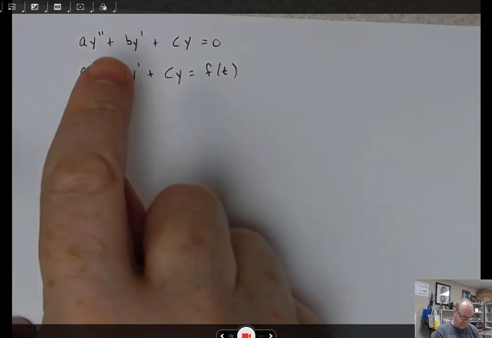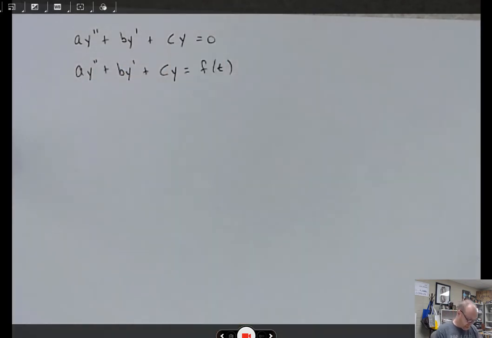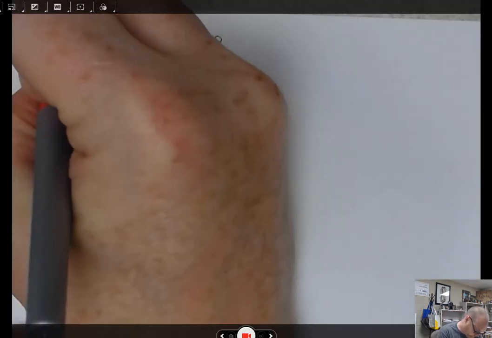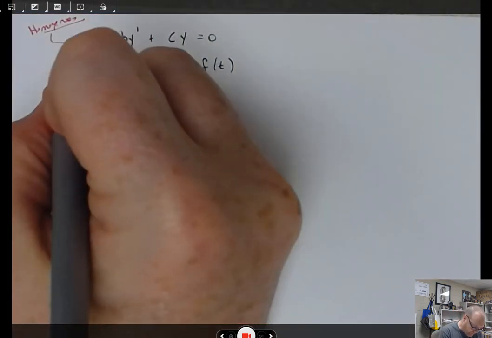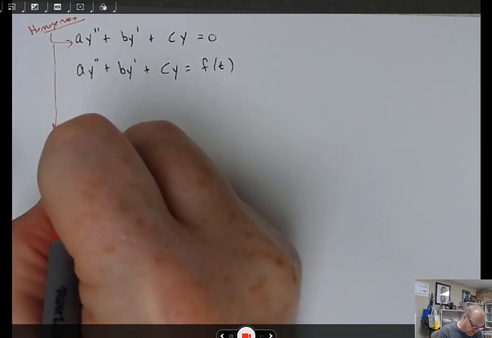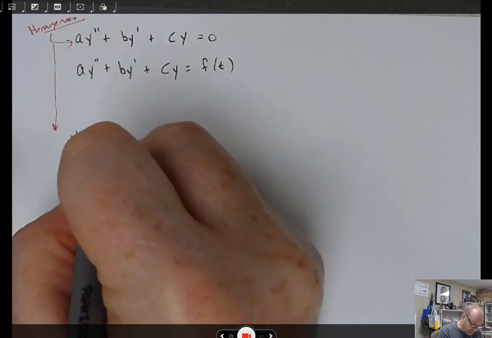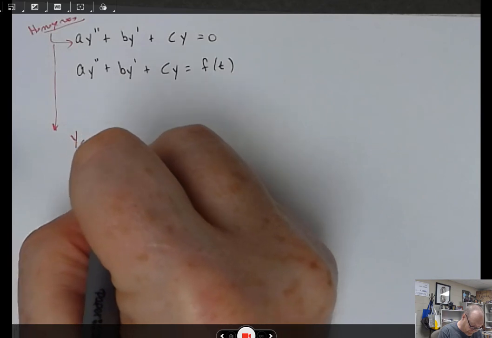We solved this case first, equal to 0. That's known as the homogeneous case. And think about how we went about solving that. We wrote that as a characteristic equation, but we ultimately ended up with solutions to the characteristic equation that kind of fit this form.